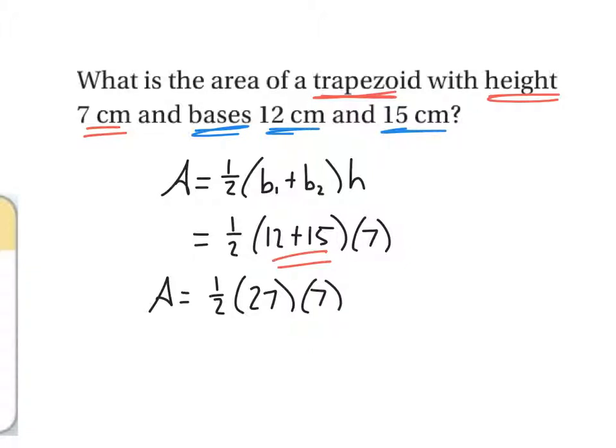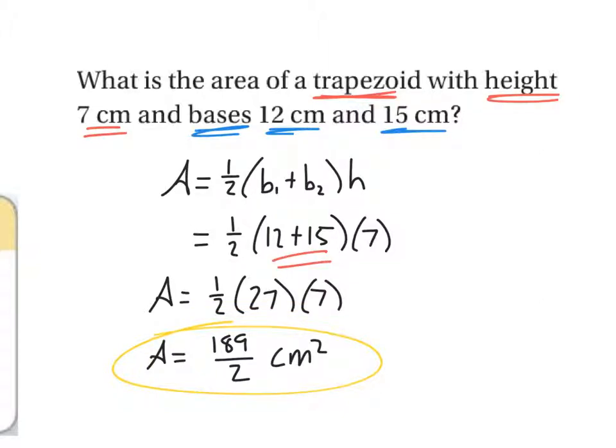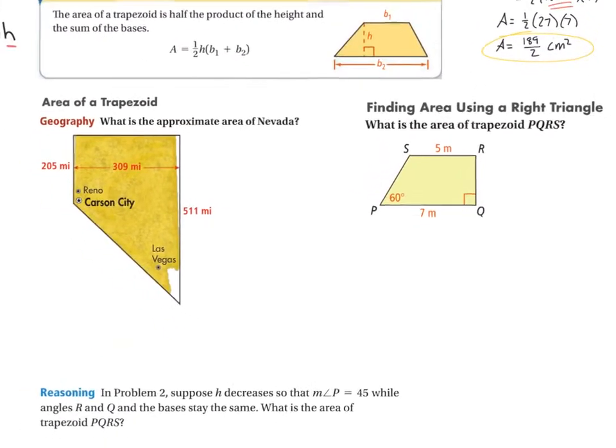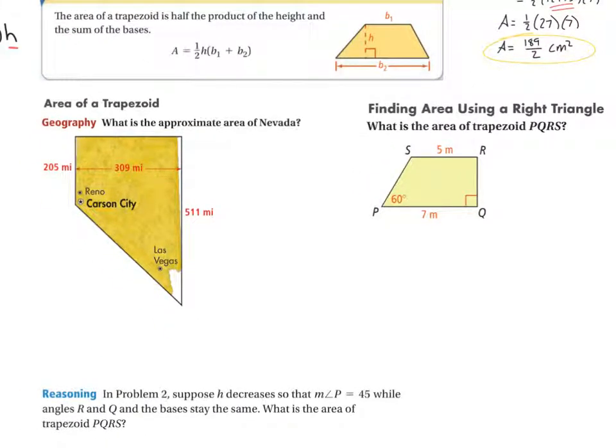Okay, so I'm seeing that we're not going to get a nice whole number answer because 27 and 7 are neither of those divisible by 2. So what is 27 times 7? 189 halves is what I would leave this as. And there's our area. I would like you guys to try the next two with the people around you. Okay, I'll give you about a minute and a half. Ready, set, go.